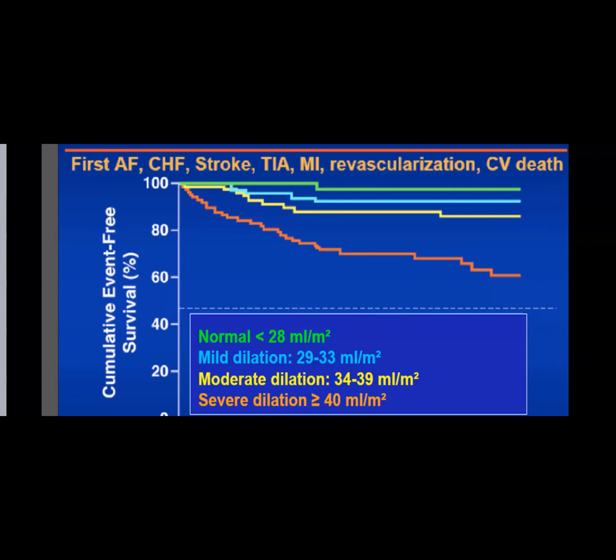So that's why it's so important to define the dilatation precisely, how much dilatation I have, because that translates in survival. Is it mild dilatation or severe or moderate?